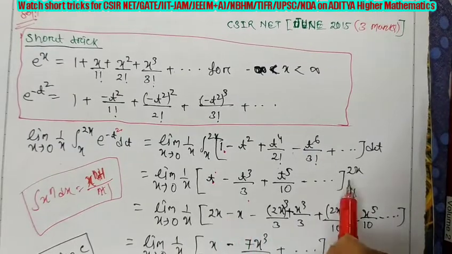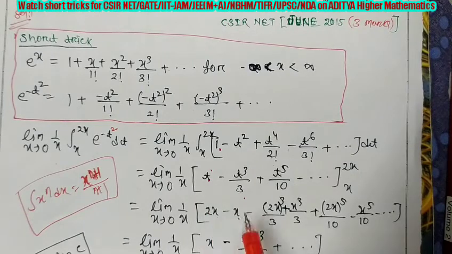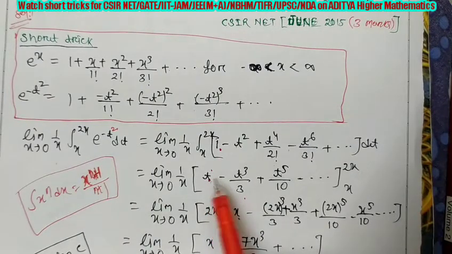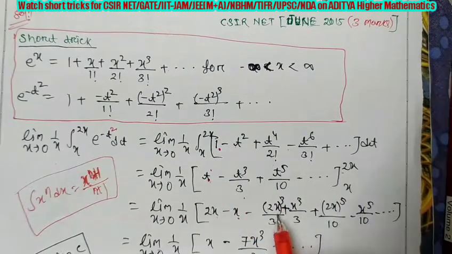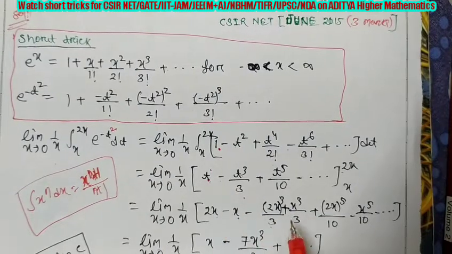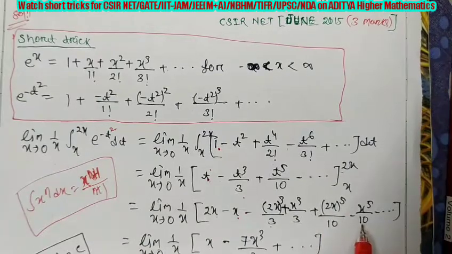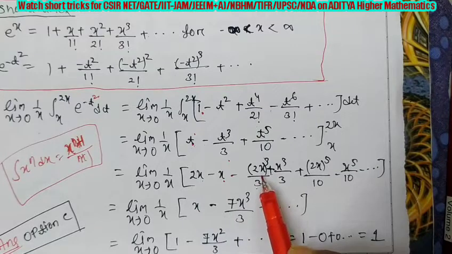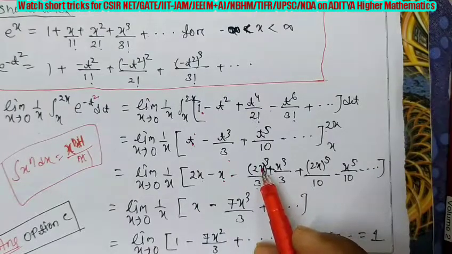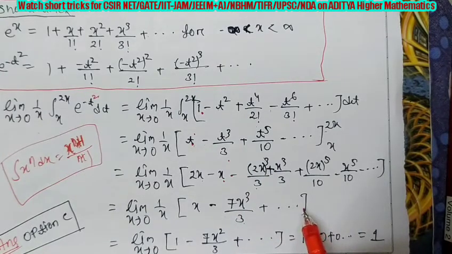So now, since it is a definite integral, we have to use the limits. That means upper limit minus lower limit for each function. So for t, we get 2x minus x. Then t cube, upper limit is 2x, so 2x whole cube by 3, but the sign before is negative, so we are getting plus x cube by 3. Next, same way, 2x power 5 by 10 minus x power 5 by 10, and so on up to infinity. So what is coming finally: 2x minus x we are getting as x. Next, you can see x cube minus 2 cube x cube, so x minus 8x cube is 7x cube by 3, and there will be infinite terms coming.